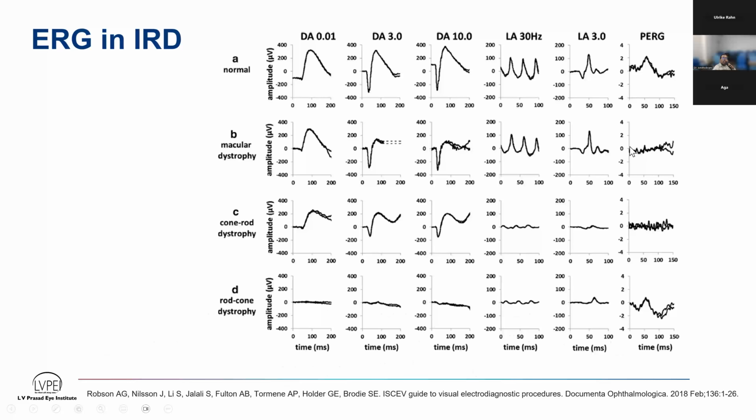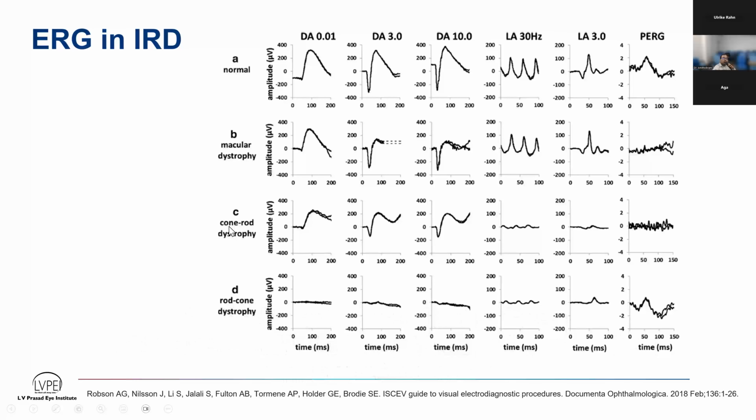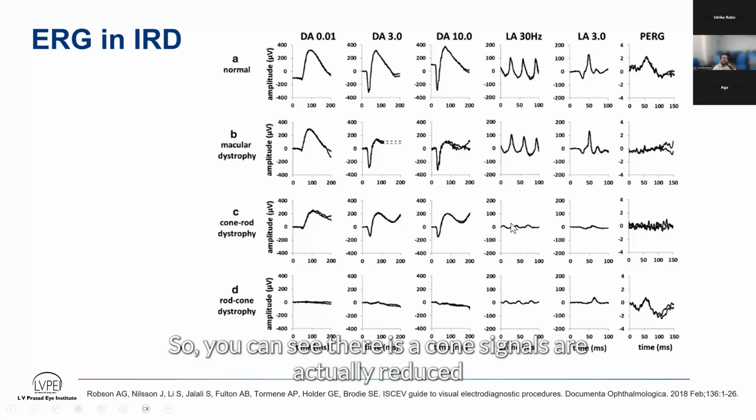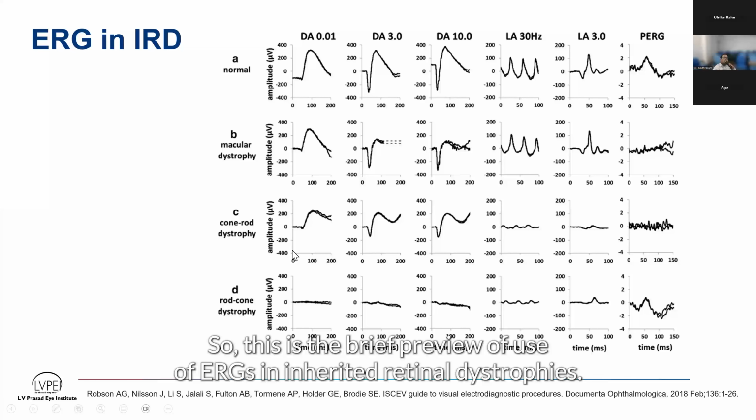Looking at cone rod and rod cone, the word that comes first is the one that gets affected more. So if it is cone rod, cones are affected more, and you can see the cone signals are reduced. And if it is rod cone, the rods are much worse than the cone signal. So this is the brief preview of the use of ERGs in inherited retinal dystrophies.